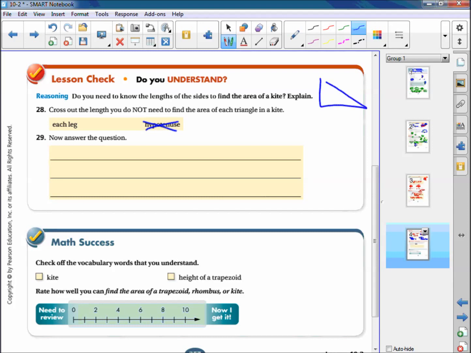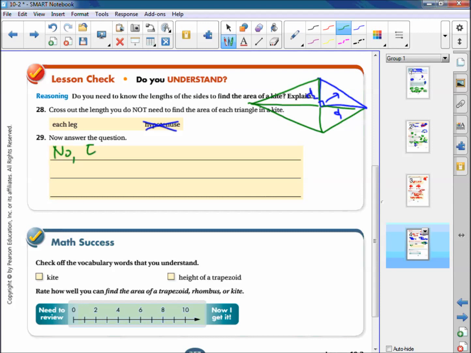So each triangle in a kite is formed by part of the diagonal here and another part of the diagonal here. Okay, that's not the whole diagonal, but part of it. And then we don't need this part across here, which is the hypotenuse. That happens to be the side in my kite, right? Because our kite's formed by this triangle here and another one there. And all we really need to know are these guys, the diagonals, not the sides. So answer the question. And it should be no.